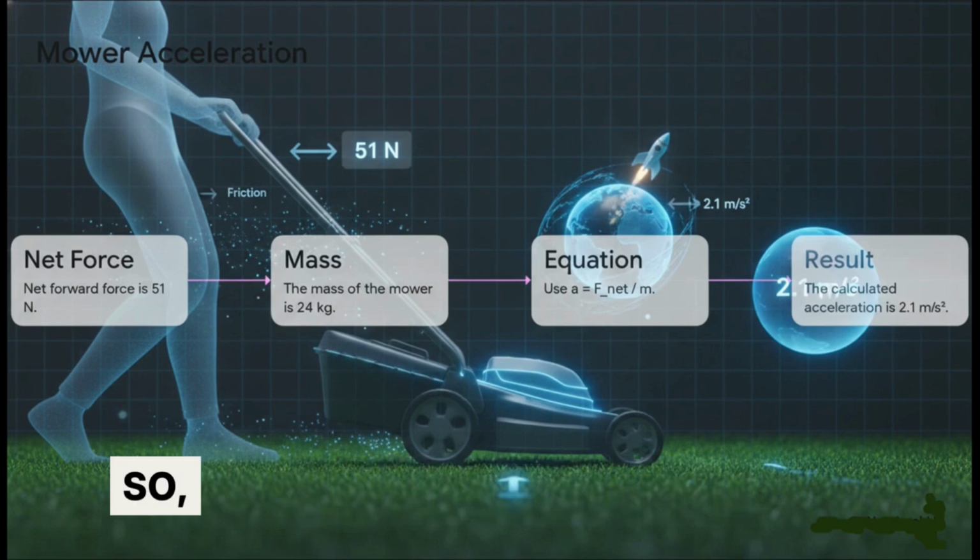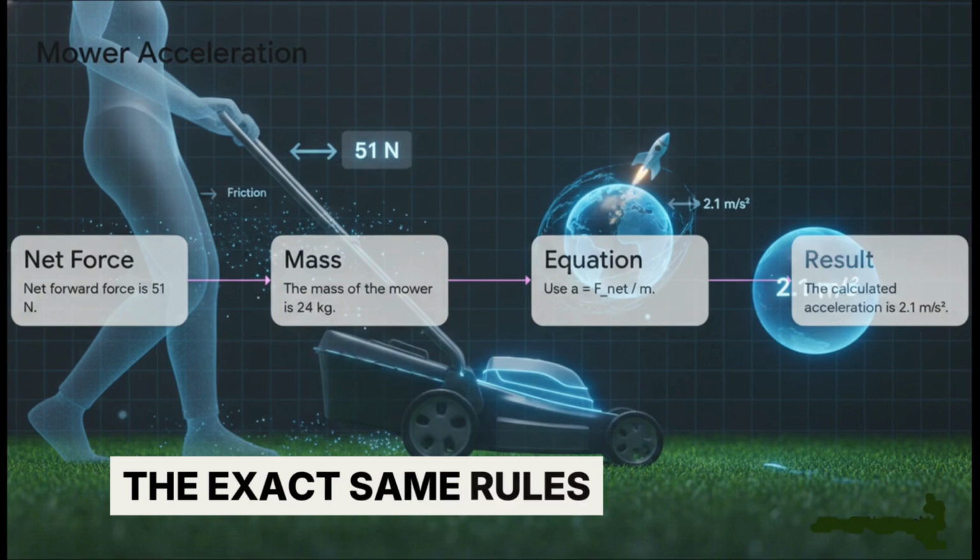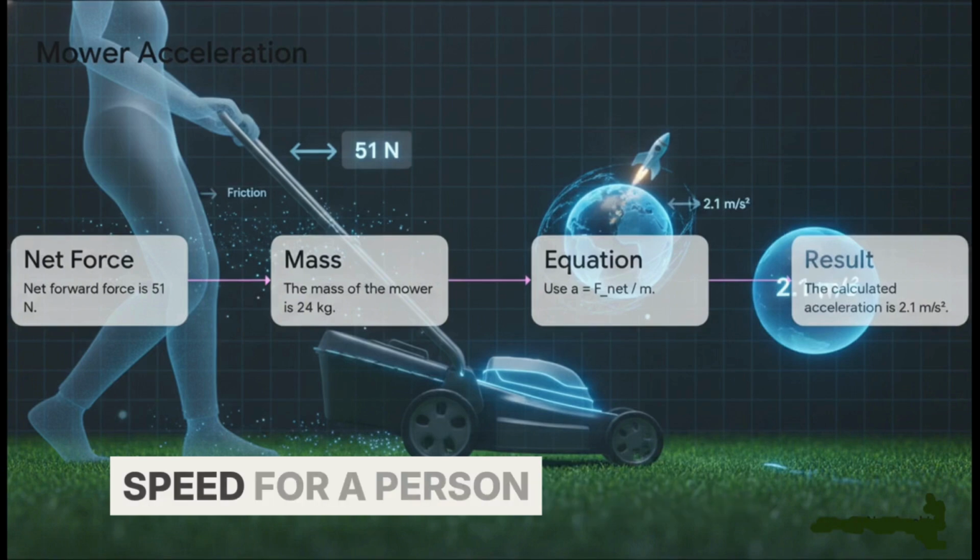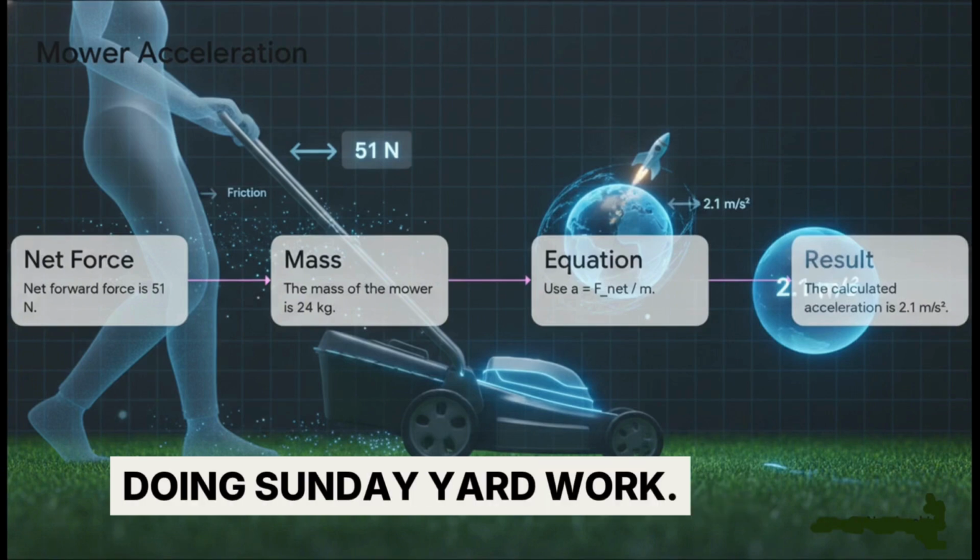So as you can see, the exact same rules that hurl humans towards the stars also dictate a perfectly normal walking speed for a person doing Sunday yard work.